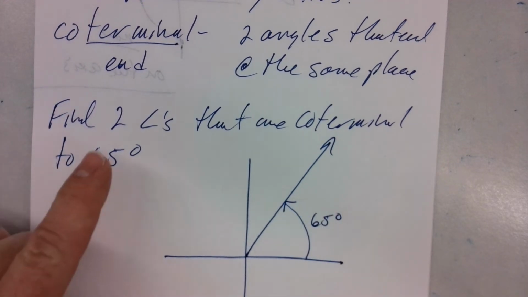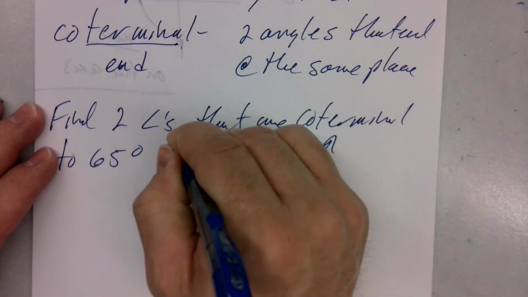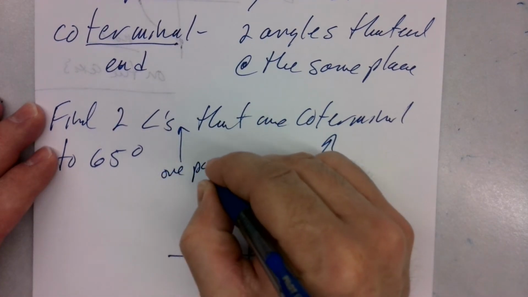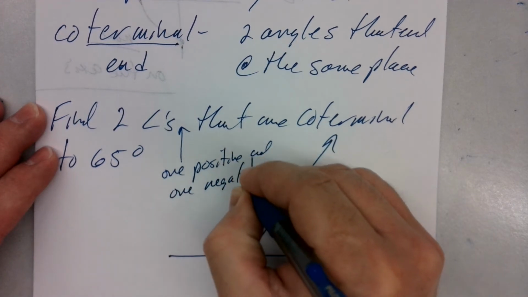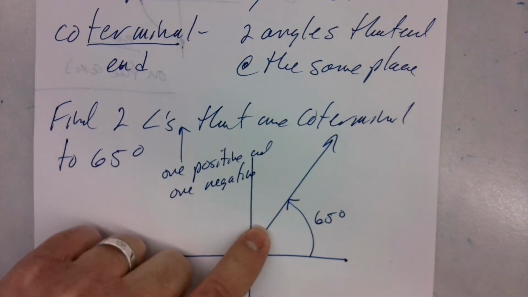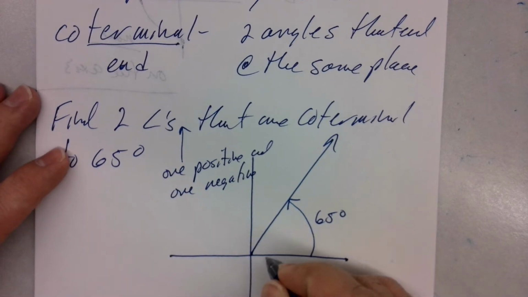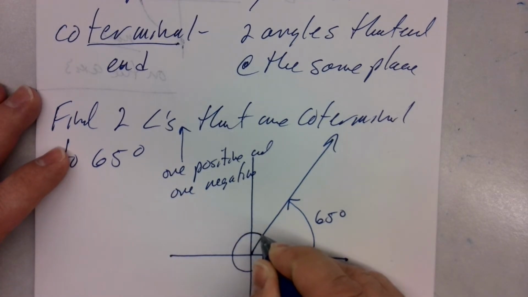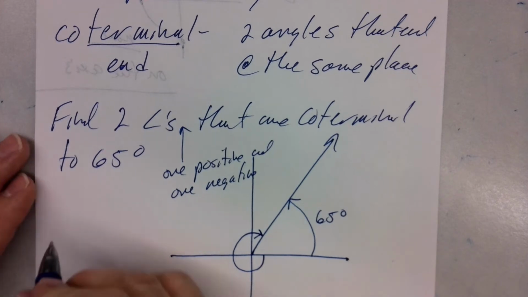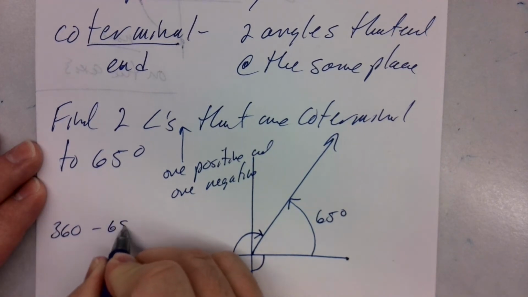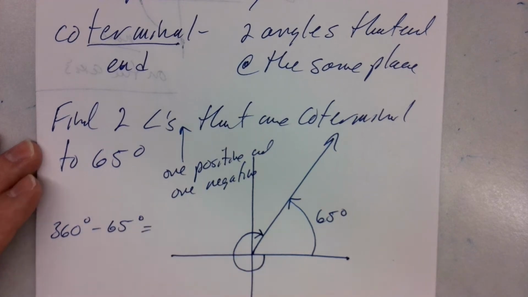Now, I want two angles, and they're going to want one positive and one negative at that same place. Now, it's easy to find the negative. I'm just going to go the other way. Now, how am I going to figure out what that negative angle is? Subtract 65 from 360. So if I go 360 minus 65, I get what? 295. And then make it negative.